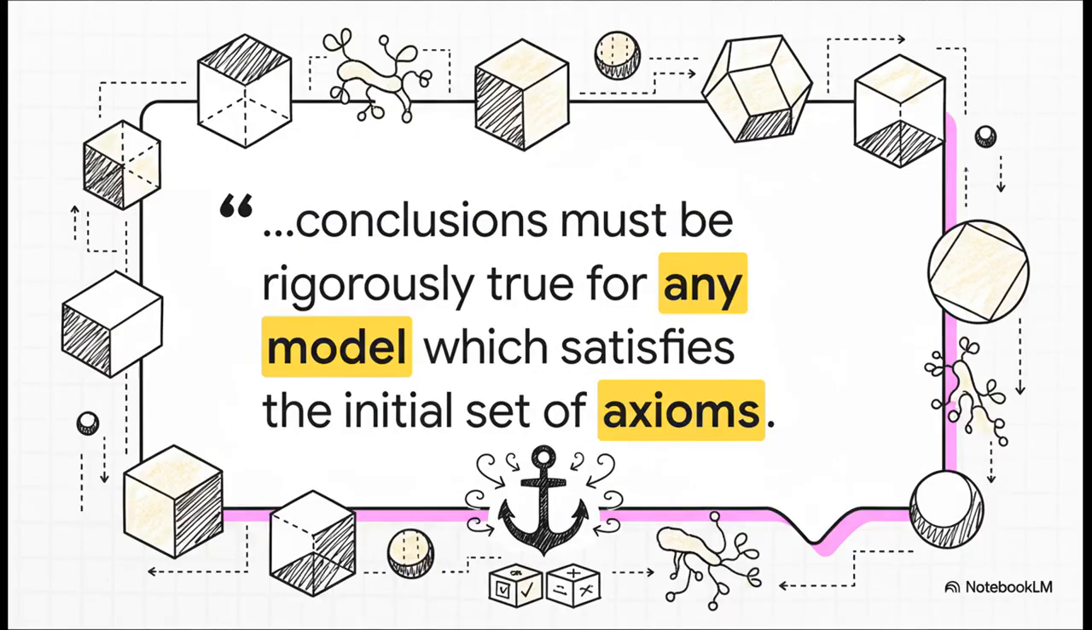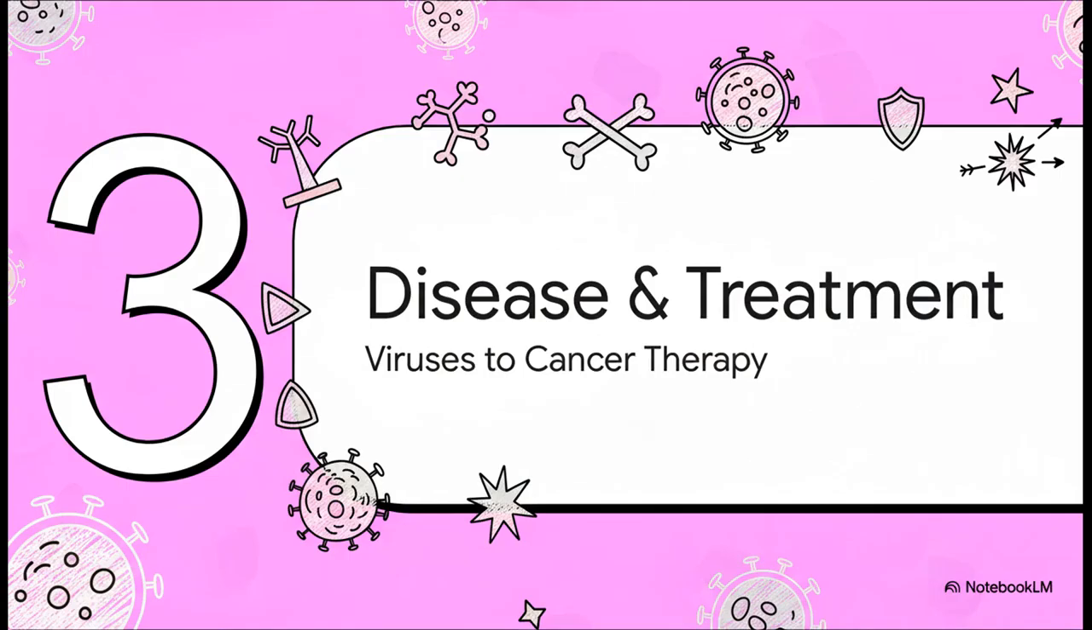This quote right here absolutely nails the core idea. The goal isn't to build the one perfect model of reality, because that might be impossible. The goal is to find conclusions that are so tough, so robust, that they hold true for any model you can dream up, as long as it follows the rules. That is how you find certainty in the middle of chaos. All right, so that's the theory. But how does this actually work in the real world?